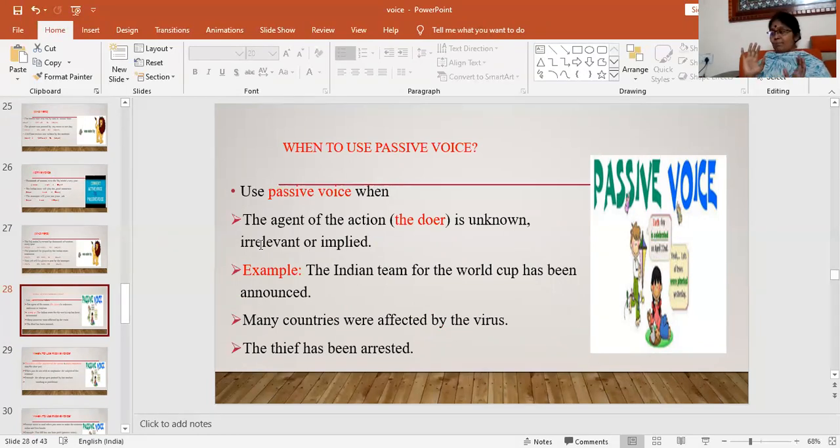Who announced is implied, right? It is not necessary, right? We understand. So when this is implied, when the agent of the action, the doer, is not known in the sentence, then we will use passive voice. Many countries were affected by the virus. Or say the sentence, the thief has been arrested. Now we know definitely that it is the police, right? But it is not shown over here. When the doer is not shown, but it is implied or understood, or is unknown, in such cases we will use passive voice.